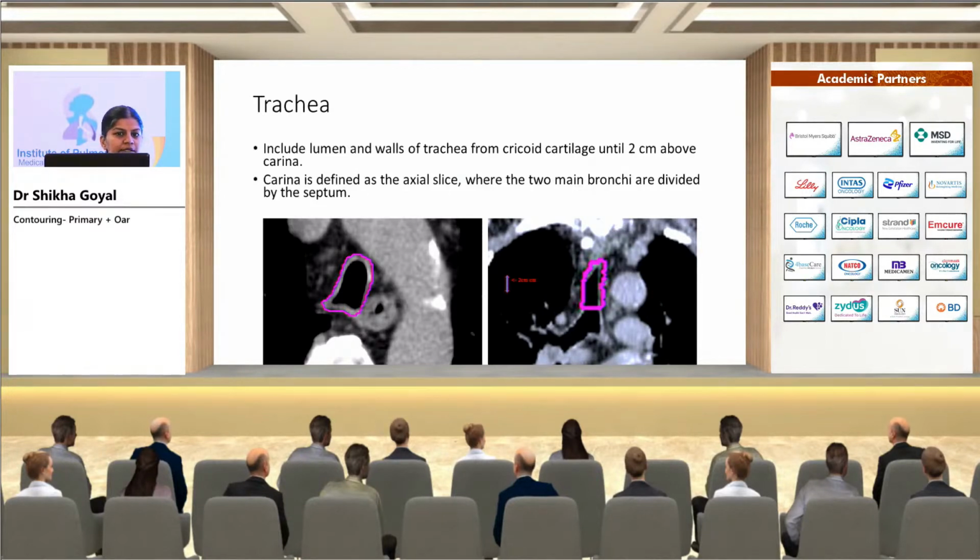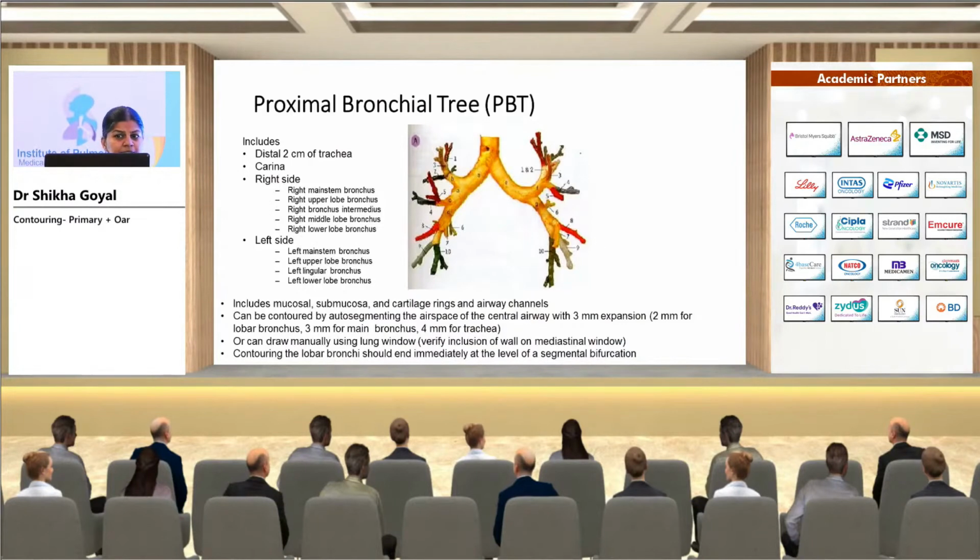Only take care that you also include the tracheal wall and the adventitia. And typically when you're contouring only trachea, we take the segment of trachea till 2 centimeters above the carina. The proximal bronchial tree is a very important structure in lung SBRT. It includes the distal 2 centimeters of trachea, carina, as well as the main stem and lobar bronchi.